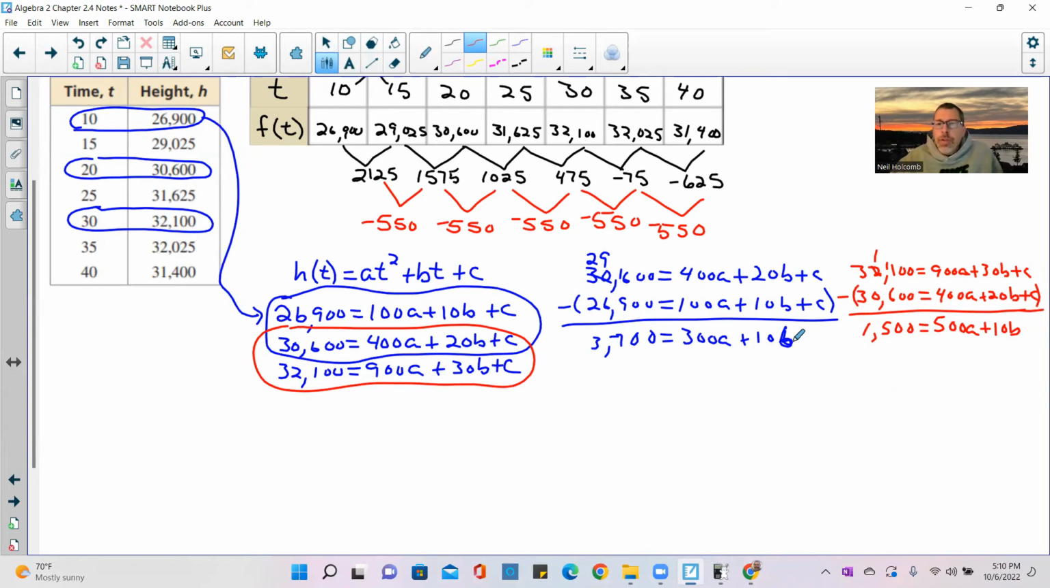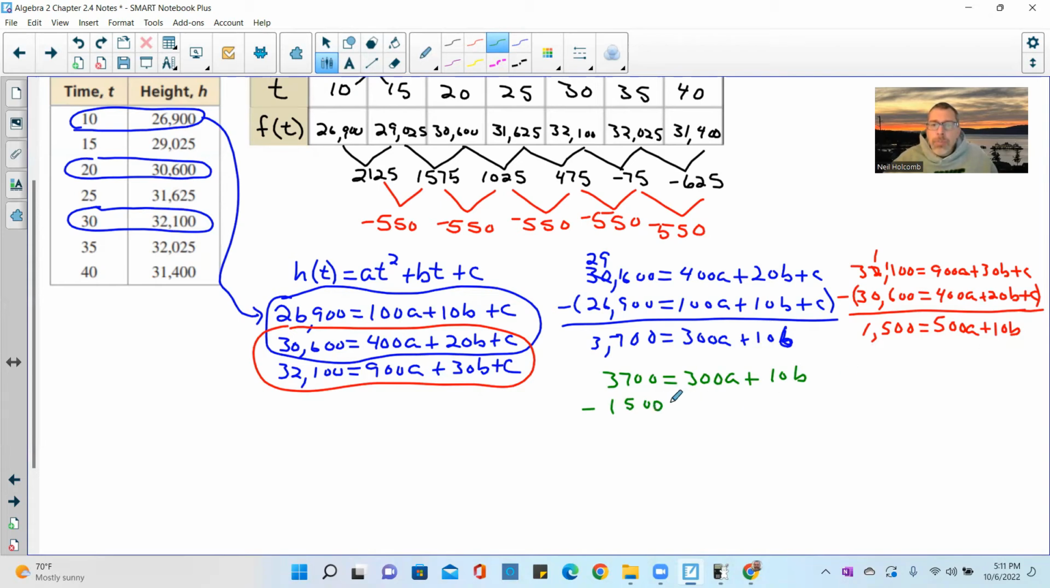Okay, so now I'm going to compare these two. So I'm going to rewrite those again. I'll do this in green. So I'll take 3,700 equals 300a plus 10b. And I'm going to subtract this 1,500, but nothing's going to cancel. Yes, it is. The b's are.